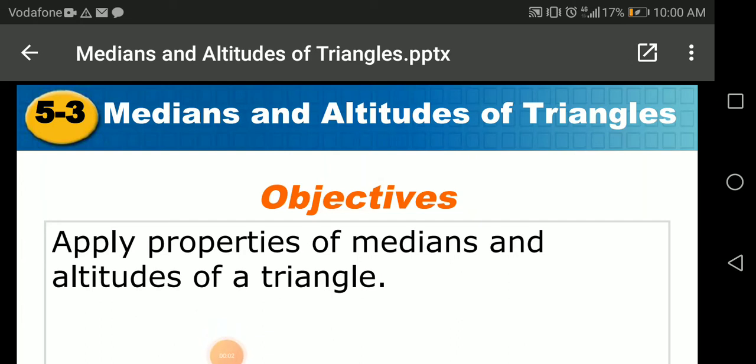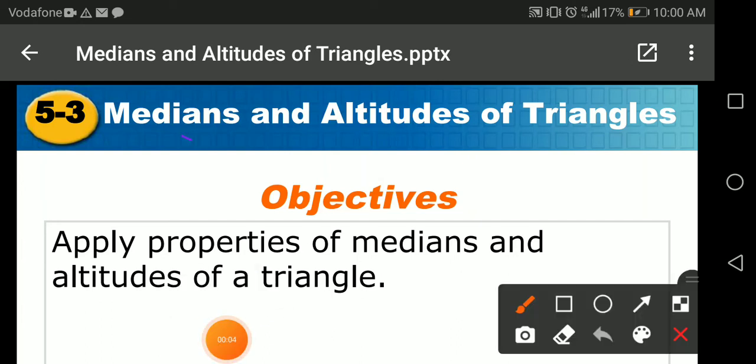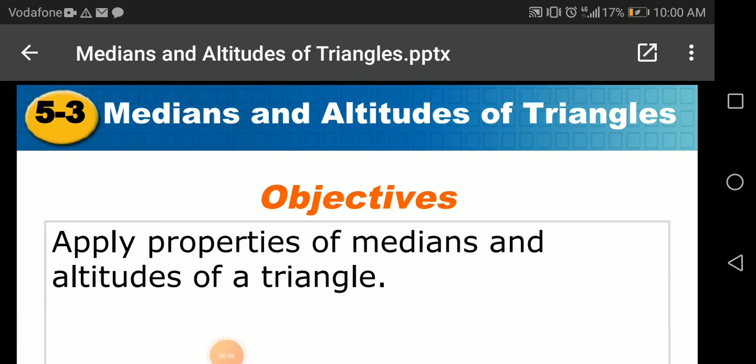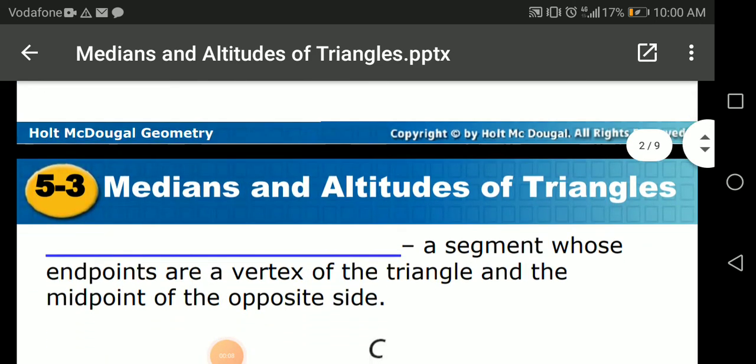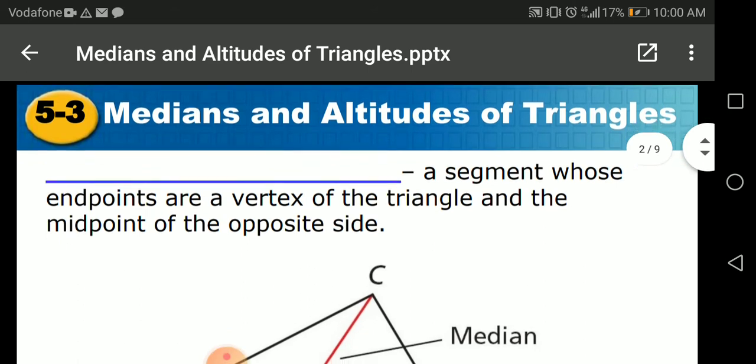I hope you're fine. Today we're going to talk about medians and altitudes of a triangle. So let's start. I have here medians and altitudes.